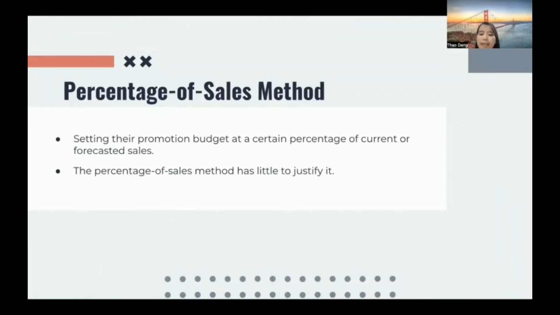Percentage of sales method. Other companies use the percentage of sales method, setting their promotion budget at a certain percentage of current or forecast sales, or they budget a percentage of the unit sales price. The percentage of sales method is simple to use and helps management think about the relationships between promotion spending, selling price, and profit per unit. Despite these claimed advantages, however, the percentage of sales method has little to justify it. It wrongly views sales as the cause of promotion rather than as the result.